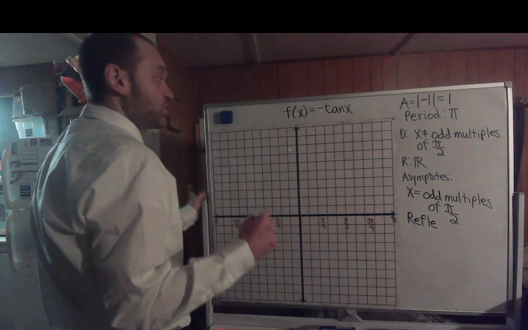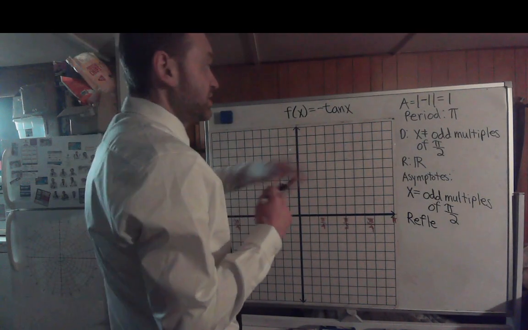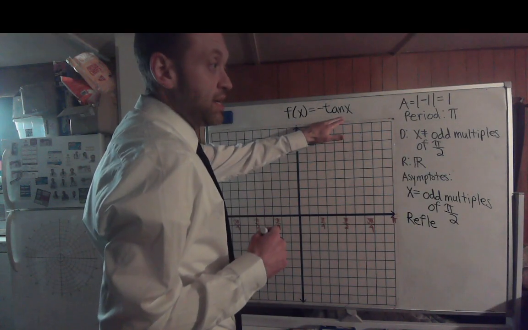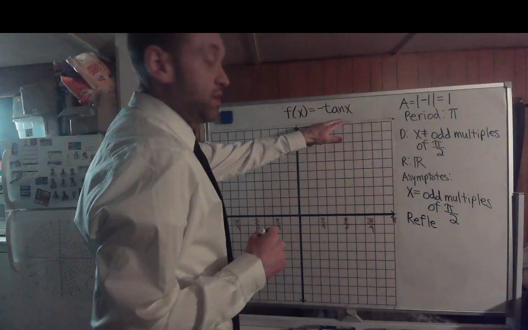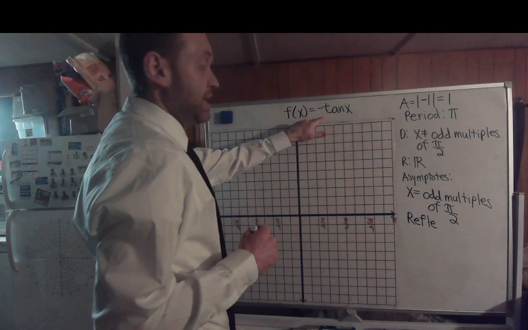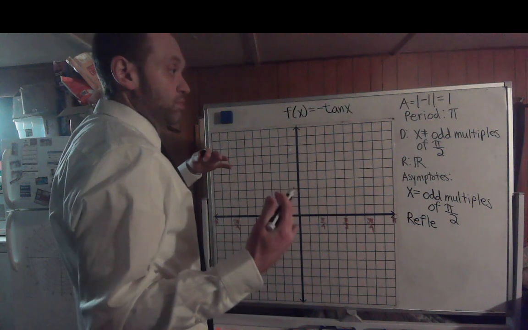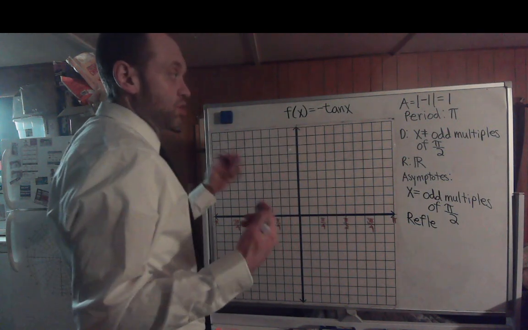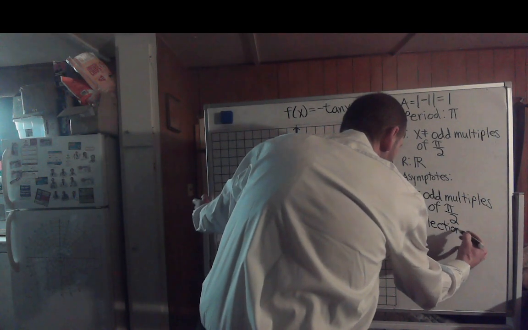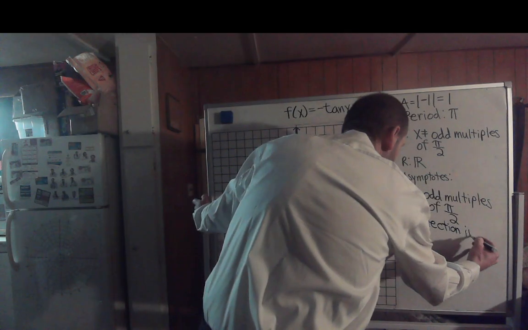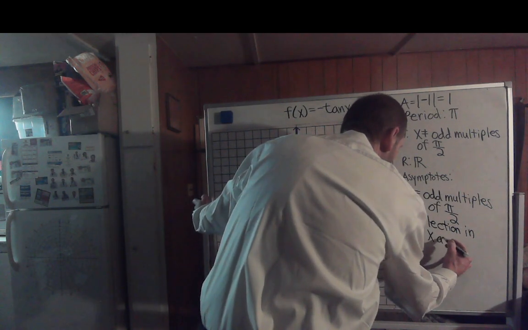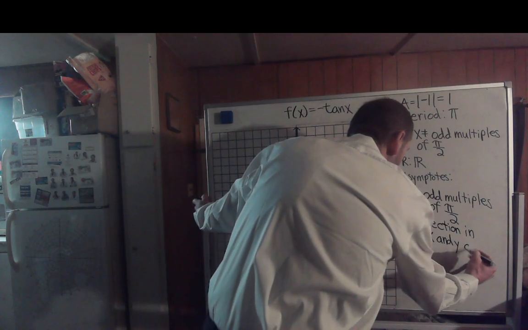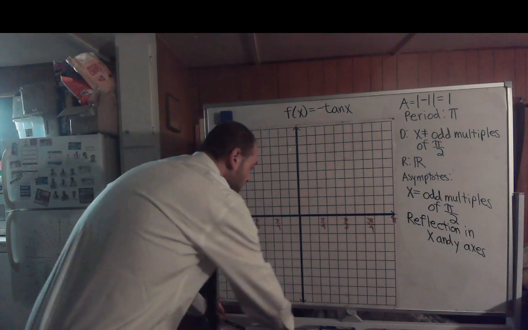Why is it a reflection of the y-axis? Well, let's say I took the tangent of negative x. Well, isn't tangent an odd function? That would just make it the negative tangent of x, so you would actually have a reflection in both axes. So you have a reflection in both the x and y axes. Alright, so let's plot these asymptotes here.